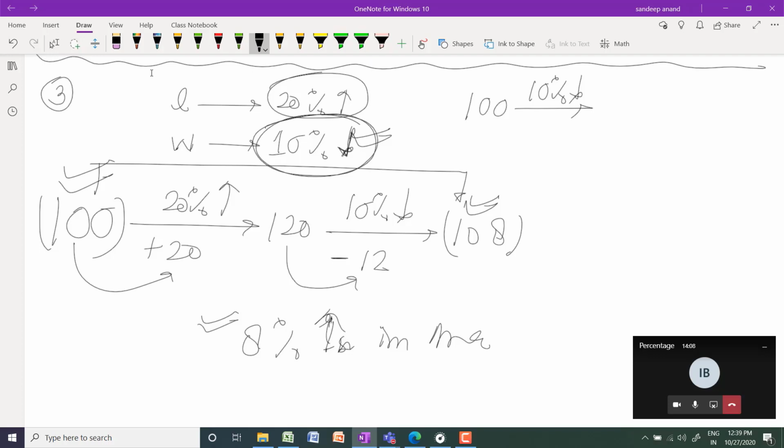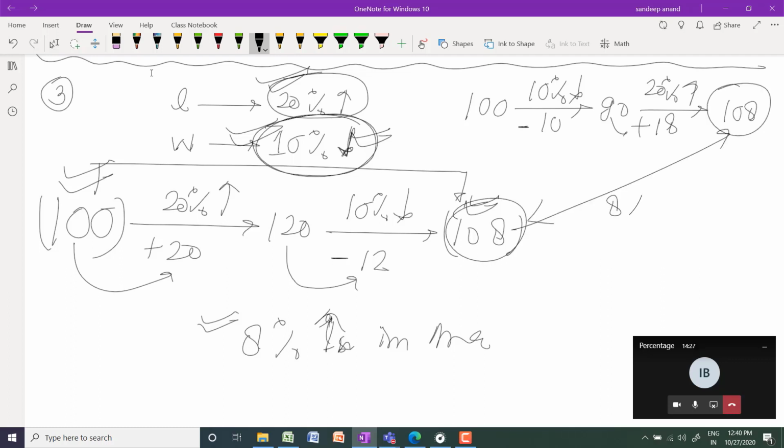So a 10% decrease means a negative value. 10% of 100 is 10, so 100 minus 10 gives 90. Now a 20% increase. First I am using this decrease, then the increase. 20% of 90 gives 18. We need to add, and again you will get the same result, 108. So 8% increase in area.